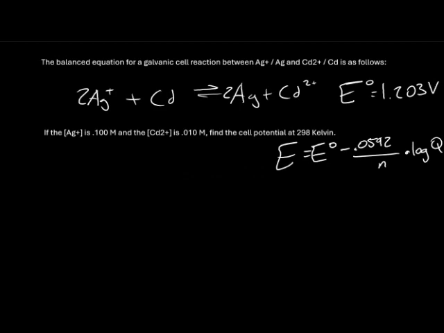In the previous video, we found a reduction potential for the system 2Ag+ + Cd yields 2Ag + Cd2+. We found the standard reduction potential was 1.203 volts. However, this standard reduction potential is only good at 1 molarity. So in this problem we have different molarity, and now we're going to have to adjust to find the cell potential with those concentrations that are not 1 molar. To do this, we're going to use the Nernst equation.